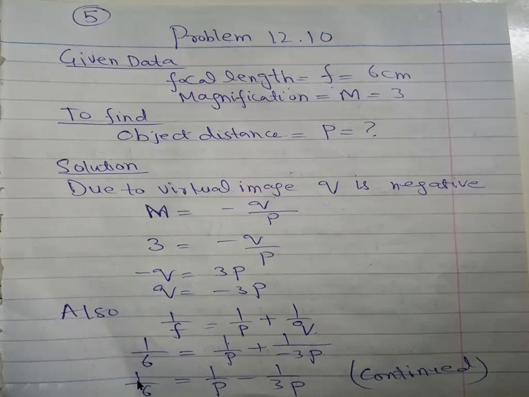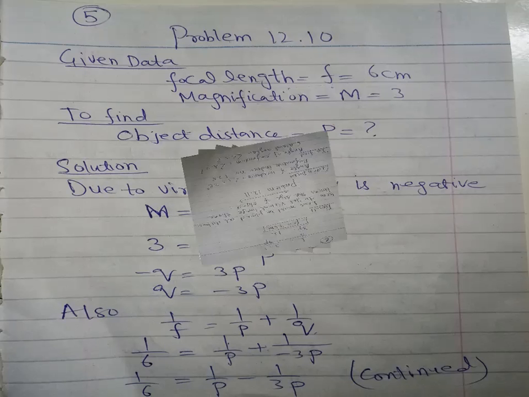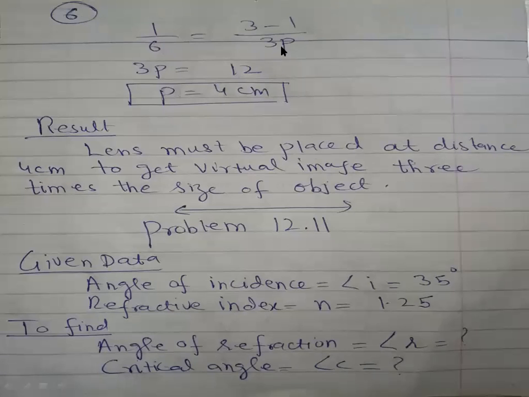Then, since I want to find P, I use 1 over F is equal to 1 over P plus 1 over Q. This is called the mirror formula, which holds for both lens and mirror. I'm putting in the values. Focal length is 6 centimeters and Q, which I just found, is minus 3P. So 1 over 6 is equal to 1 over P minus 1 over 3P. Taking the LCM, which is 3P, 3 minus 1 is 2.